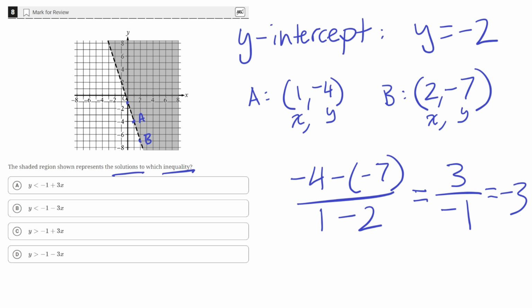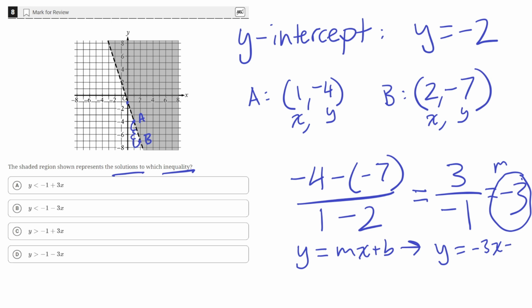And that makes sense here, because if we look at this right here, for every 3 units that we go down, we move 1 to the right. So that's a slope of -3. So now we have the y-intercept here and the slope, or the m value. So we can just use that to write the equation of the line. So y equals mx plus b, where m is the slope and b is the y-intercept. So the equation of our line is y equals -3x plus b. So this is the slope of this line.